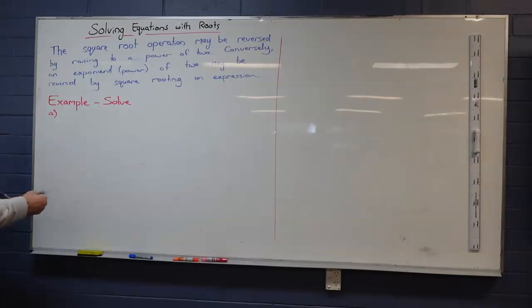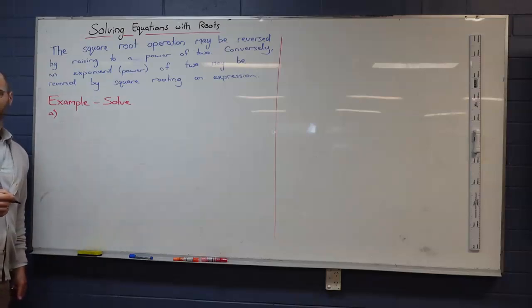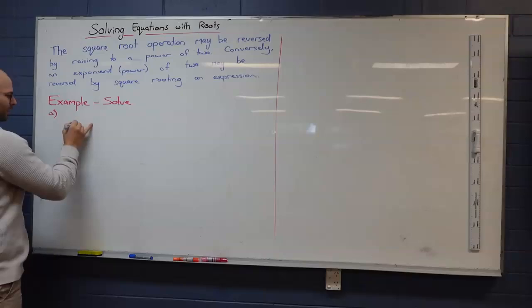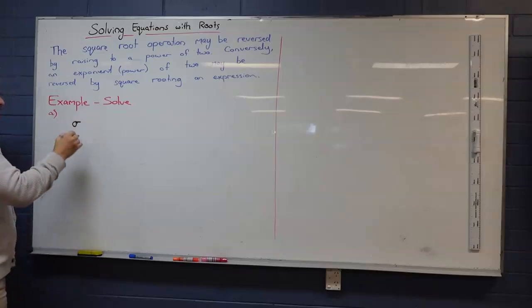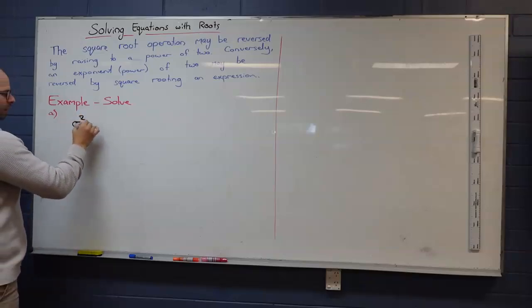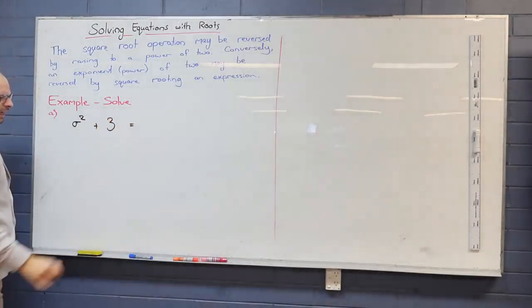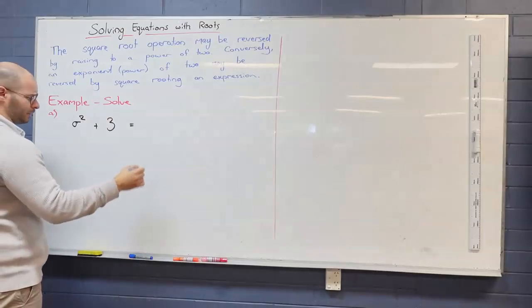If we have, for example, what's your favorite variable, Posey? Let's not use I, but it is a good one. O? Okay, we'll go sigma. Sigma squared plus 3 equals, and we'll say it's going to be 28.